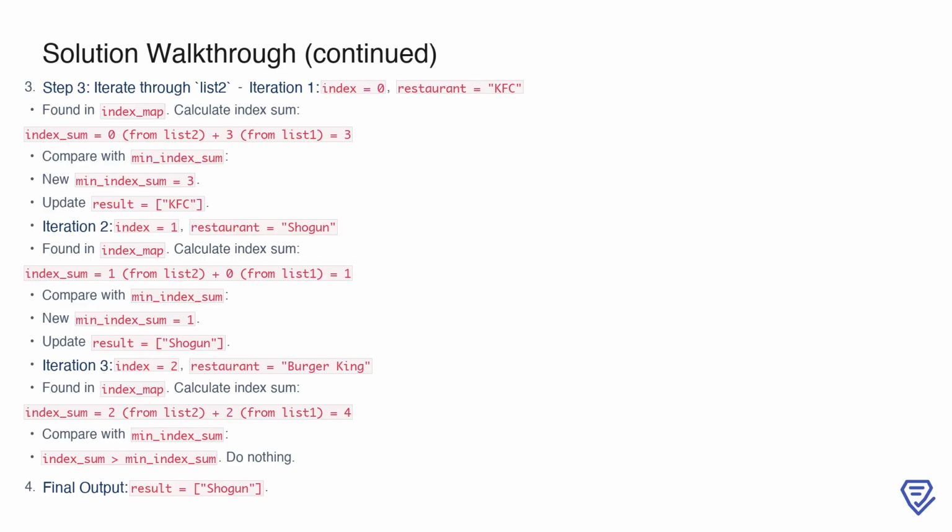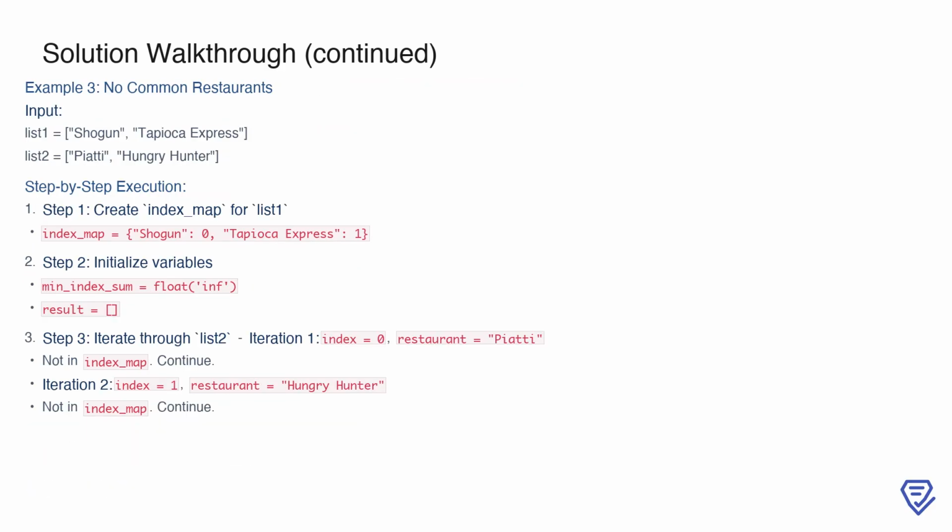Its index sum is 1 from list 2 and 0 from list 1, for a total of 1. This is smaller than the current min_index_sum, so we update min_index_sum to 1 and set result to Shogun. Finally, we process Burger King, which is also common to both lists. Its index sum is 2 from both lists, giving a total of 4. However, since 4 is greater than the current min_index_sum, we do not update the result. The smallest index sum belongs to Shogun, so the final output is Shogun.